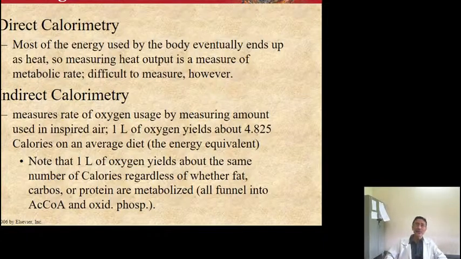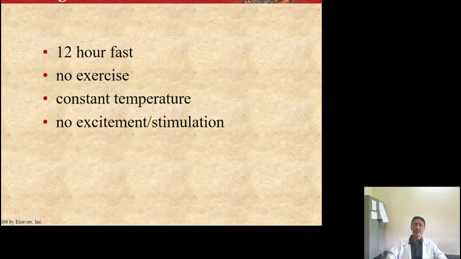The indirect calorimetry measures the rate of oxygen usage by measuring the amount of oxygen used in the inspired air. Here, in biochemistry, they would have told you 1 liter of oxygen yields about 4.8 calories on an average diet. So by measuring this, you can also measure the basal metabolic rate.